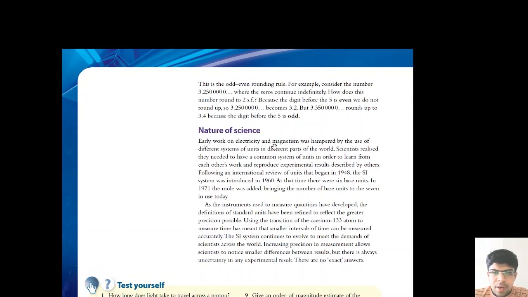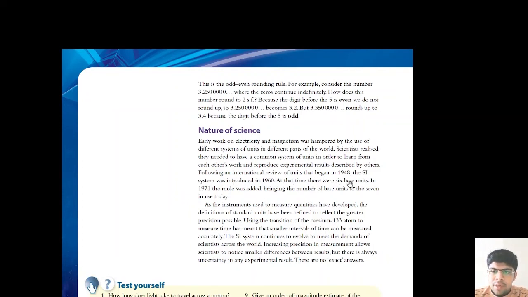Early work on electricity and magnetism was hampered by the use of different systems of units in different parts of the world. Scientists realized they needed to have a common system of units in order to learn from each other's work and reproduce the experimental results described by others. Following an international review of the units that began in 1948, the SI system was introduced in 1960. So early work on electricity and magnetism was hampered by different systems of units. They had a great confusion, because in different parts of the world they used different units, and so they had to adopt one SI system so that they could measure more precisely and correctly.